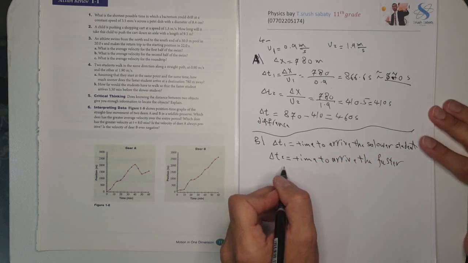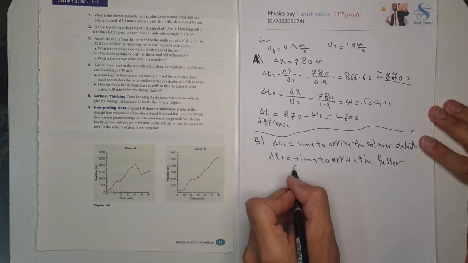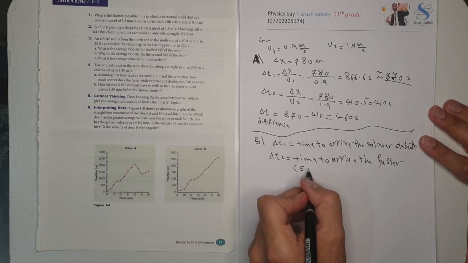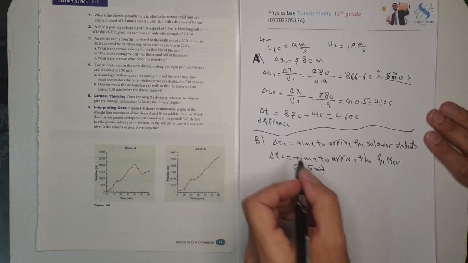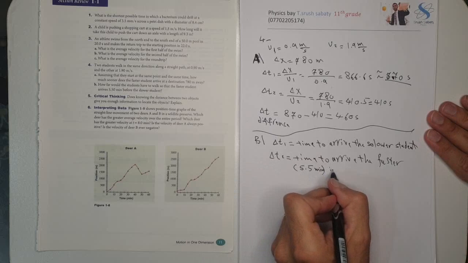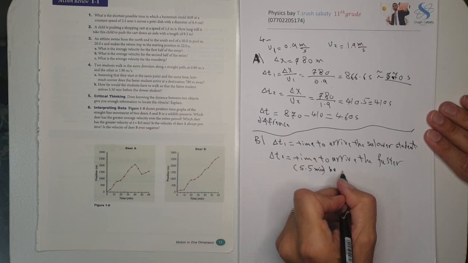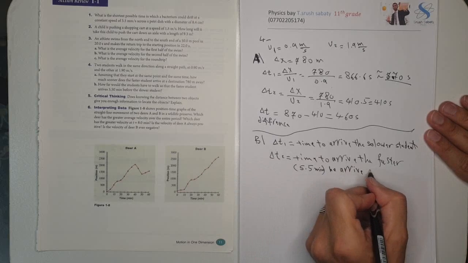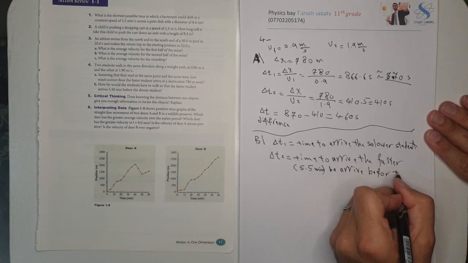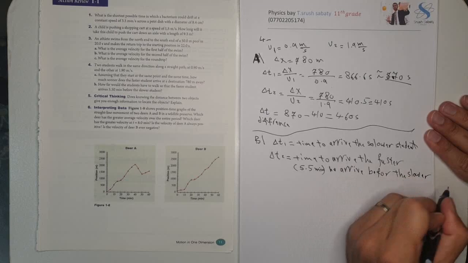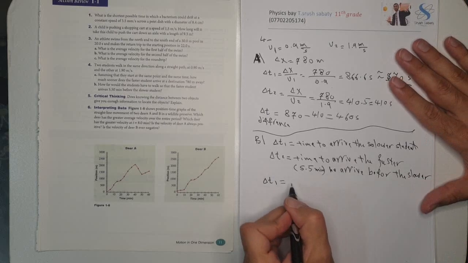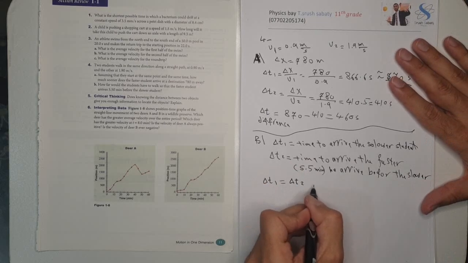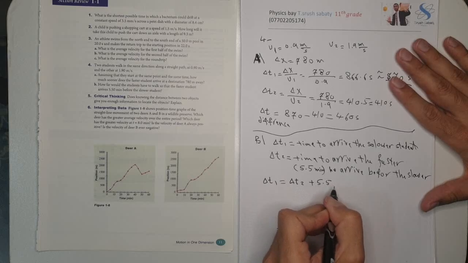So delta t2 is the time. 5.5 minutes. The faster one arrives before the slower one. So how can I solve it? Delta t1 equals delta t2 plus 5.5 minutes.